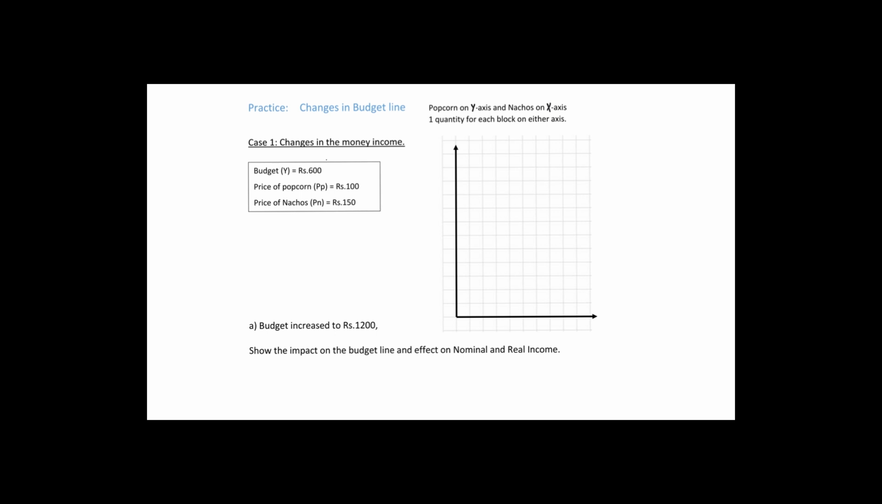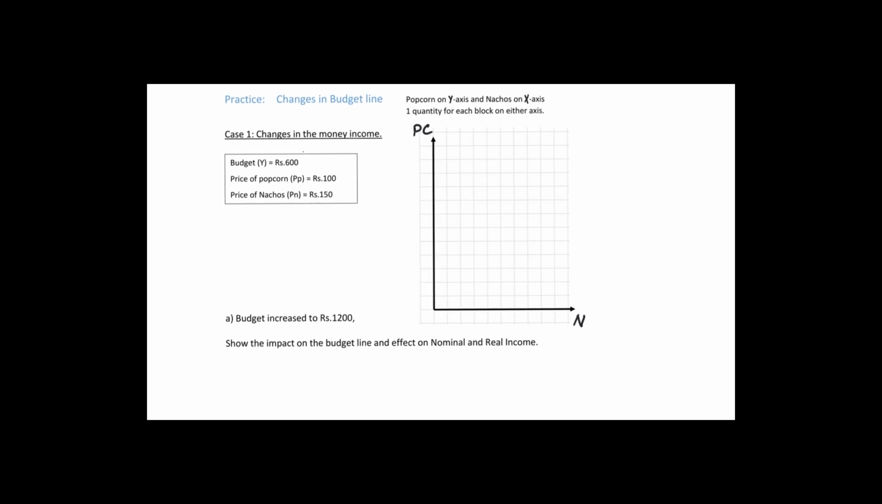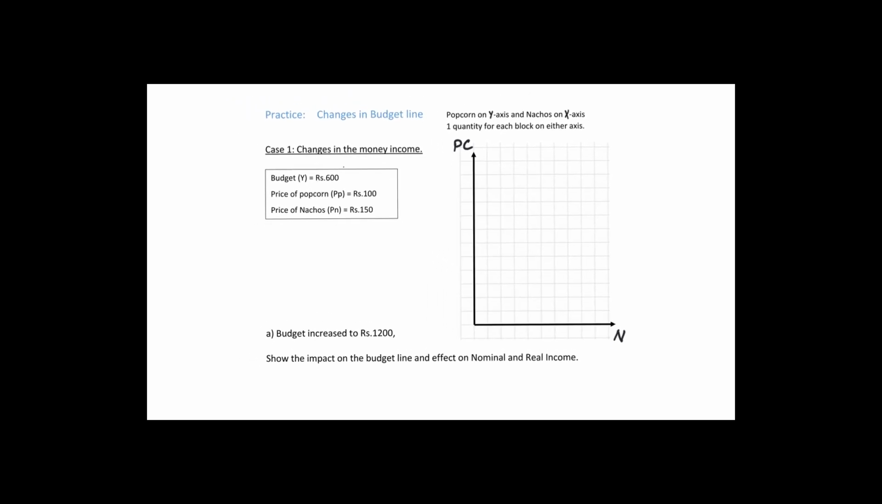All right. So we're talking about nachos on this axis and popcorns on this axis. The maximum affordability, this is the initial. For all cases, this will be our initial budget starting point. So my first budget line, 600 divided by 100 gives me a maximum popcorns of 6. If I want to find out the quantity of popcorns that I can afford, it's 600 divided by 100. So I can have 6 of this.